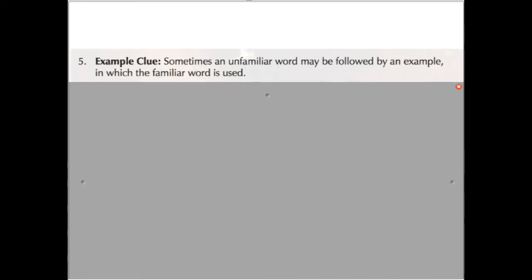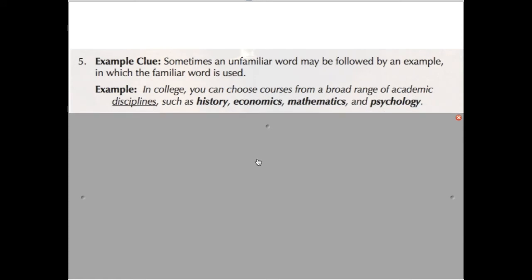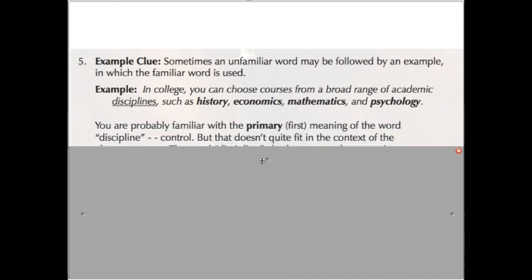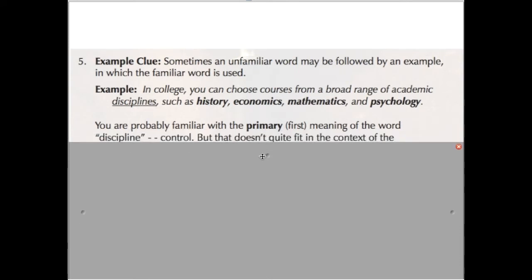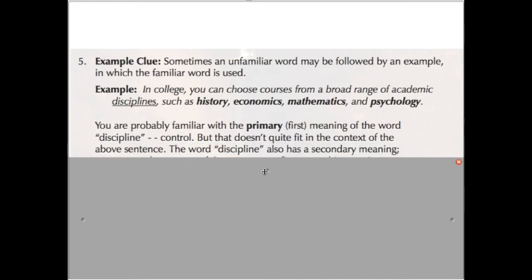The last type we're going to look at today is an example clue. Sometimes an unfamiliar word may be followed by an example, in which the familiar word is used. Here's an example of an example clue. In college, you can choose courses from a broad range of academic disciplines, such as history, economics, mathematics, and psychology. You are probably familiar with the primary or first meaning of the word discipline. That means to control. But that doesn't quite fit in the context of this sentence. The word discipline also has a secondary meaning.